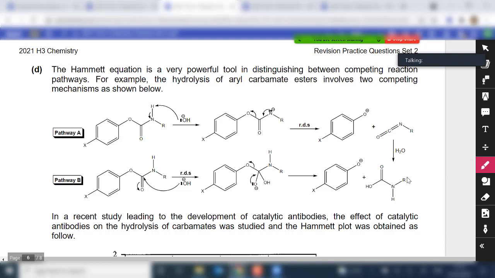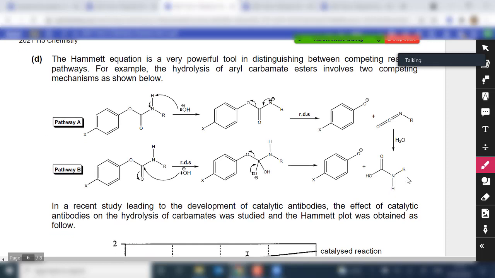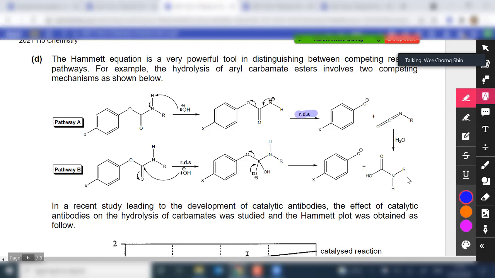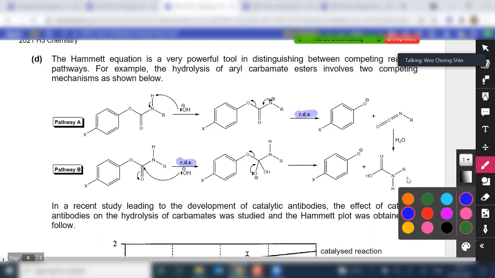Which is almost a perfect question in that sense, because it's just that certain parts were taken out. Okay, so first, I want to highlight one thing. This is the RDS, this is the RDS. You must watch properly. Where's the rate determining step?